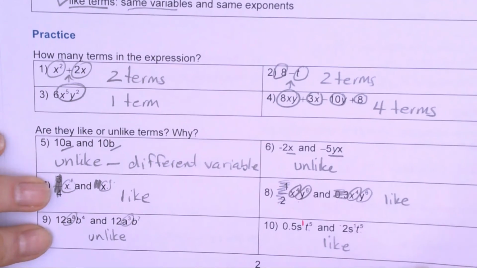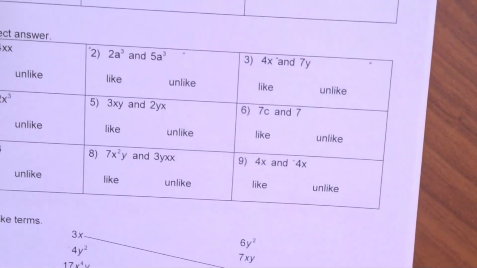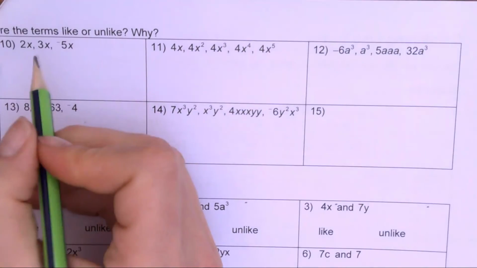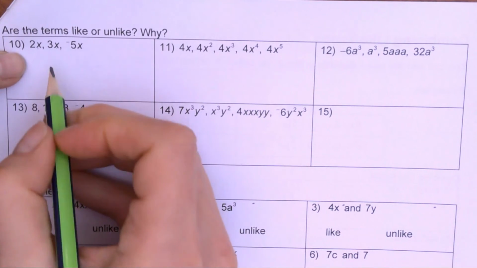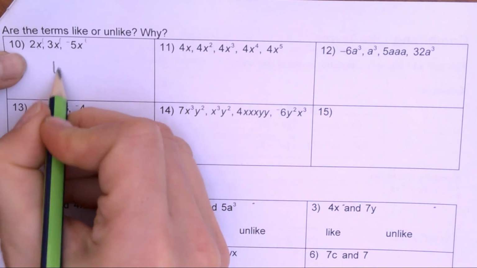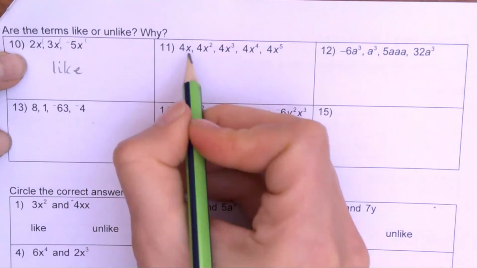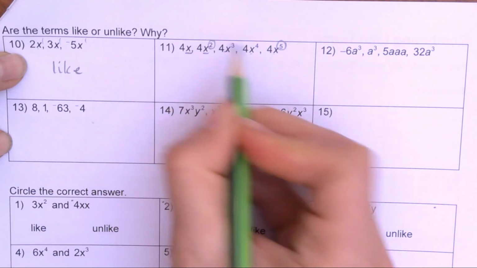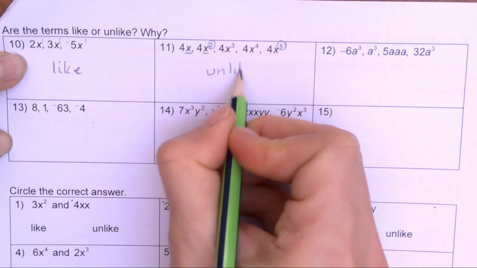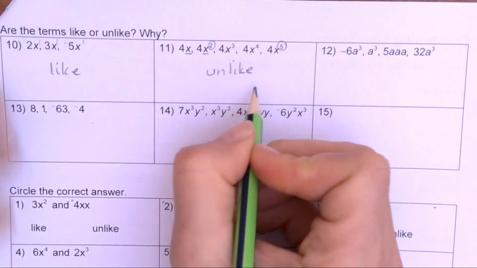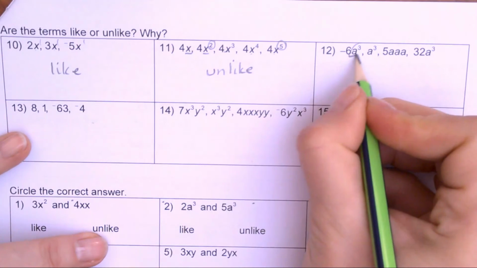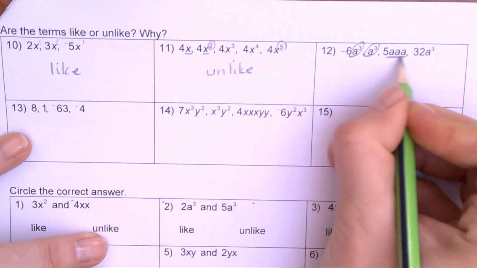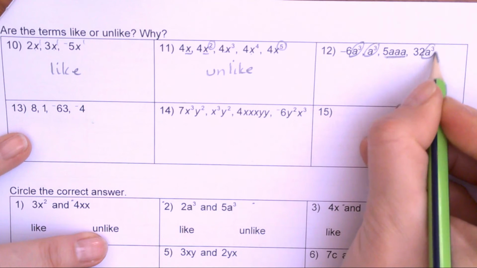Let's look at the next page. So it says, are they like or unlike? Okay. So these all have x's and same exponent, 1. So they are like. x, x, x, x. Oh, that has 5 x's and that has 2 x's. These are unlike because they have different exponents. This has 3 a's, 3 a's. Oh, this has 3 a's. It just looks different. But that's okay. And that has 3 a's. So this is like.